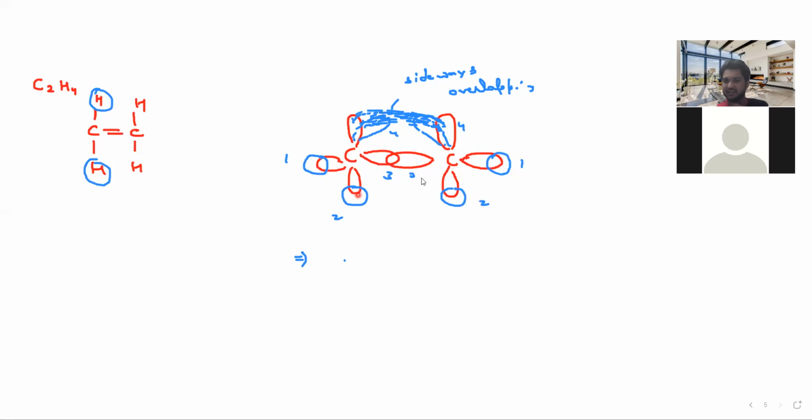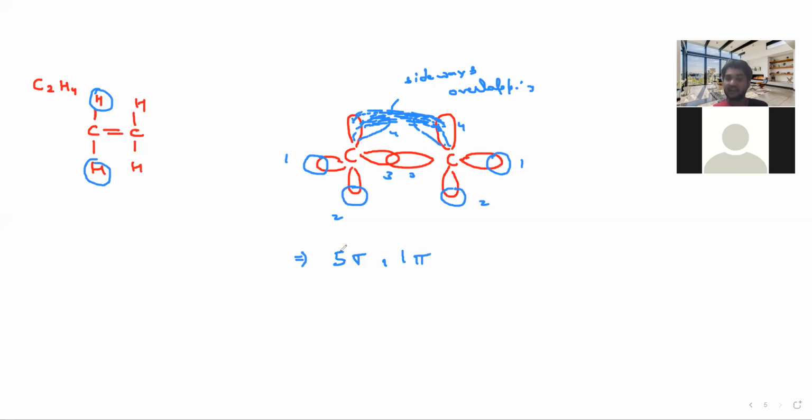One, so it's two, 5 sigma? Three, four, five. Five only, na? You can't count two times this one. It's a true structure. If you're counting the row, can you count two times for the one guy? No. So same thing. So it means it has 5 sigma and 1 pi.